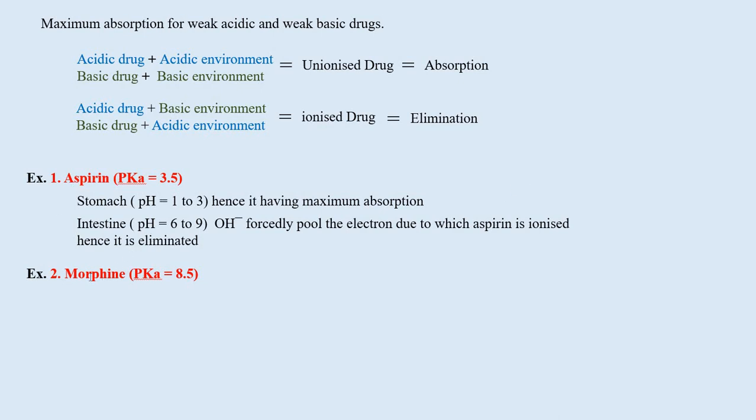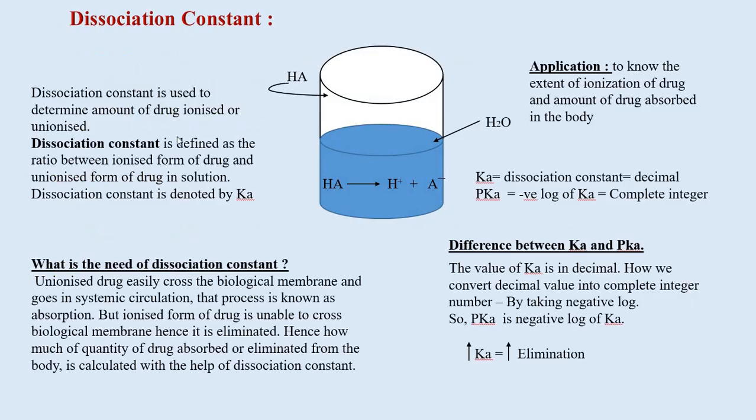Likewise, for morphine, you calculate and tell me. Okay. So here you just have to remember what the dissociation constant is, how it is denoted, what its basic application is, and what the difference is between pK and Ka.